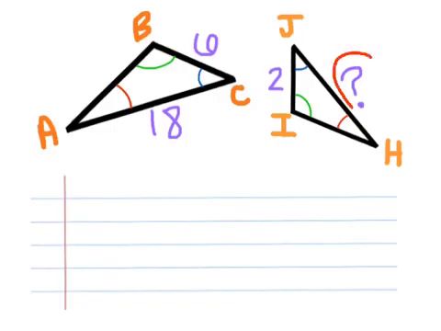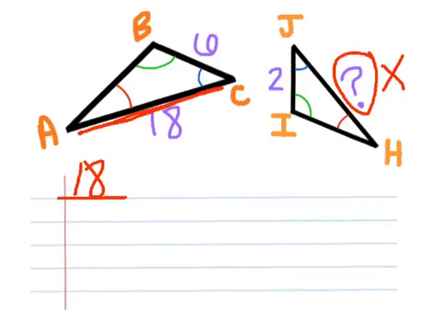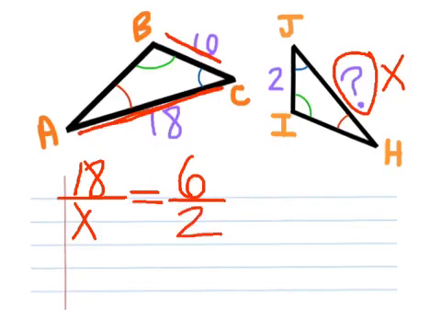Okay, example number 6. We want to find the length of side JH. We're just going to give it a name. We're going to call it X this time, just putting in a variable instead of the question mark. So what we want to do is take two ratios. We're just going to start with AC. We know that's 18. We want to put that over its corresponding side. What's the corresponding side of AC? X. Next, we're going to set that equal to the only other thing we know from ABC, which is 6, and we're going to put that over its corresponding side. What's BC's corresponding side? 2, that's right.